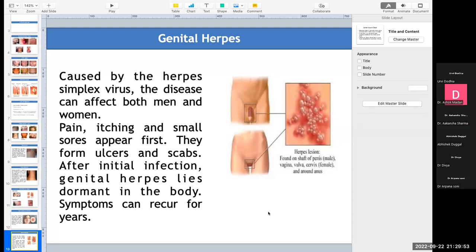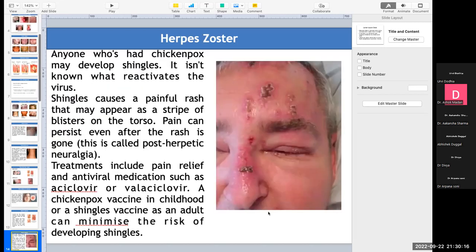Let me finish. As I told you, many patients come, and if a patient is coming with more than 6 episodes in a year of genital herpes, we call it chronic recurrence. In those kinds of cases, we give chronic suppressive therapy. That means 6 months of antiviral medication in allopathy. So that reduces the chances of recurrence.